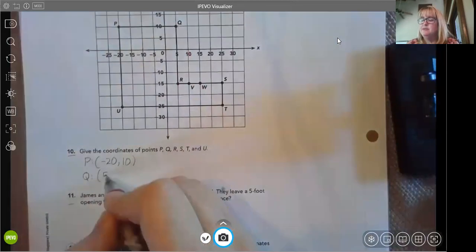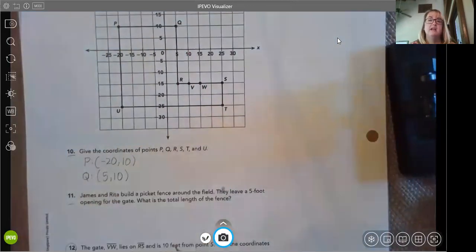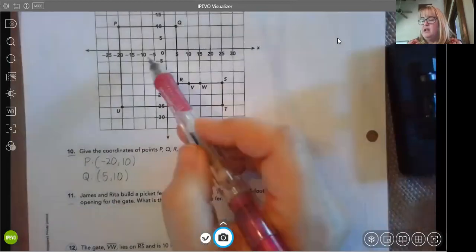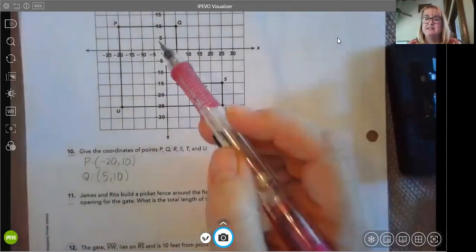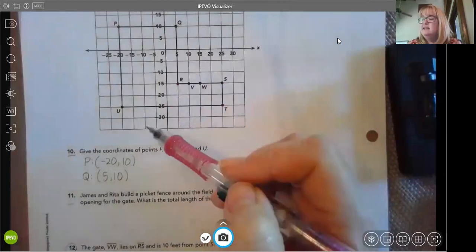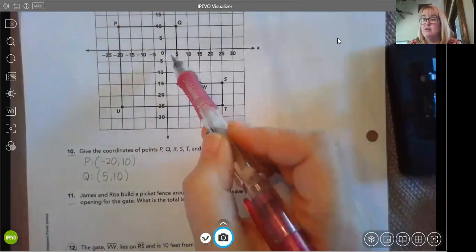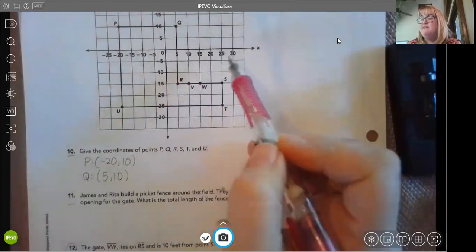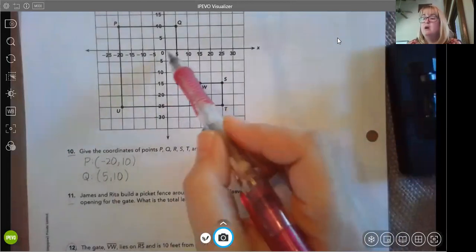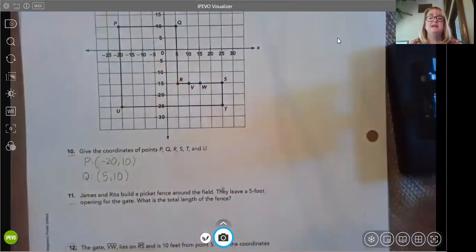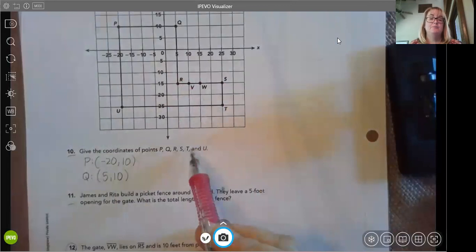So sometimes when you have a coordinate grid, the numbering on your X and Y axis may not be by 1s. In this case, it's by 5s, but we just take the numbers that are there, okay? So if it's counting by 5s, we don't count 1, 2, 3, 4. We're counting 5 feet. Each of these is 5 feet. So you do the same thing for R, S, T, and U.